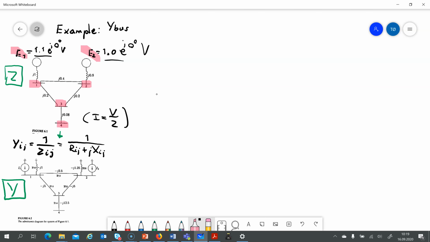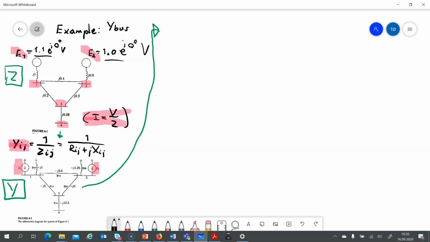So the first thing you need to do is to take the inverse, as shown here, for all the values in the impedance system. And then you need the corresponding current sources from the voltage sources. So you see here now we have currents entering this small diagram. Then you start to develop these equations from this admittance diagram.